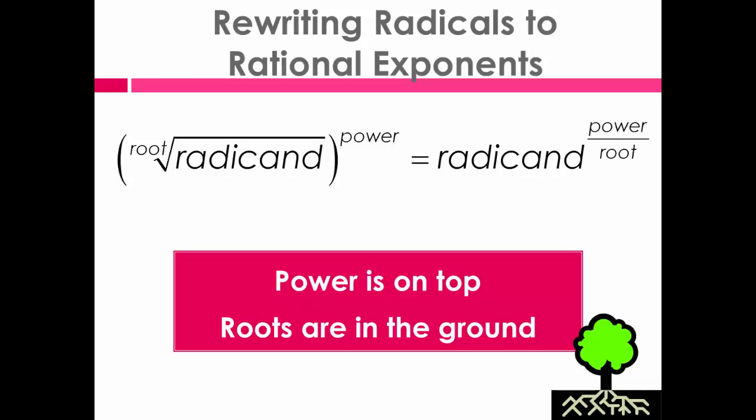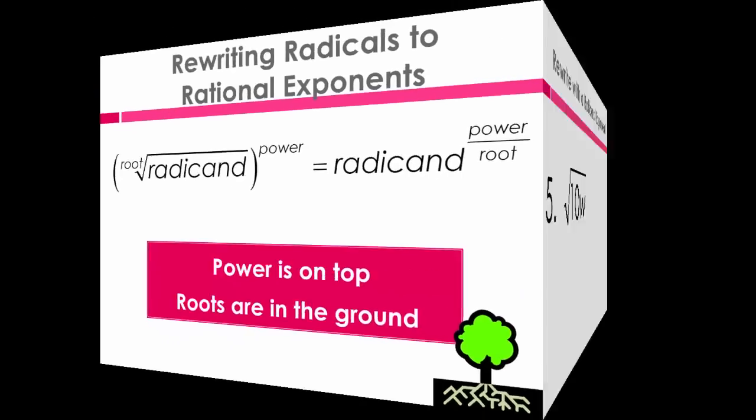Copy everything you see down. It's important for you to know how to rewrite your radicals as a rational exponent. Rational exponent means a fraction exponent. You're going to put the power on the top part and the root on the bottom. The way that I remember it is I say superpowers, like Superman, are up in the air, and roots are in the ground, which are down low.